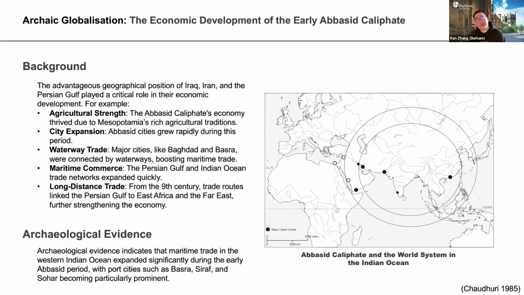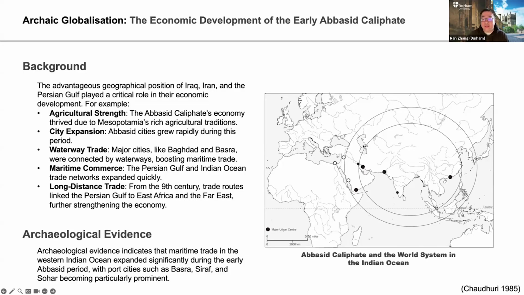And then we know that we have the Sasanian civilization, and we have the Arab world. So the Indian Ocean trade was further developed by the Abbasid Caliphate. We can see that they had agricultural expansion, city expansion, waterway trade, maritime commerce, and long-distance trade based on the Gulf.